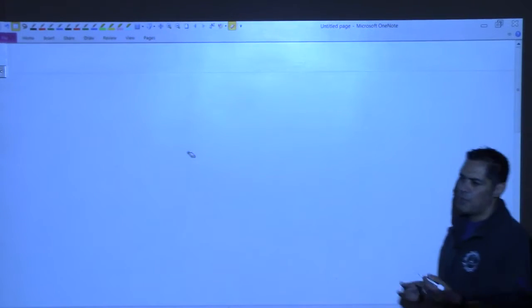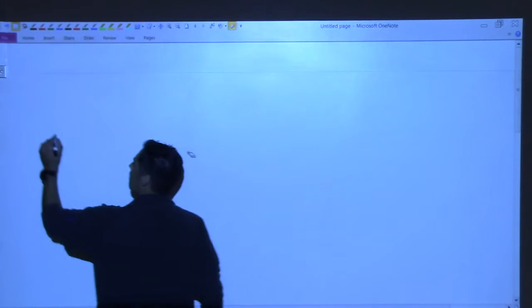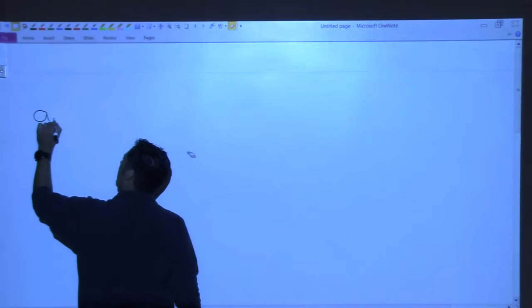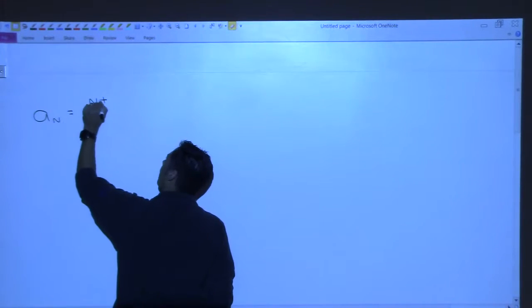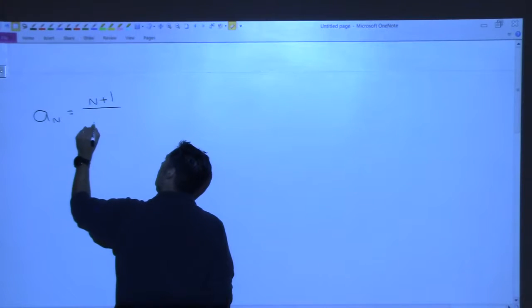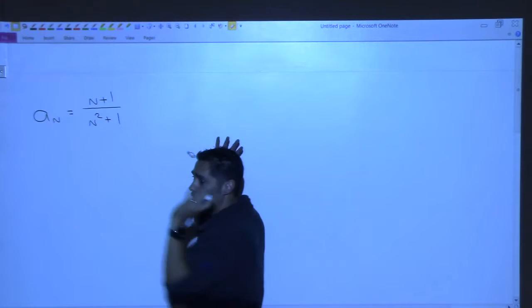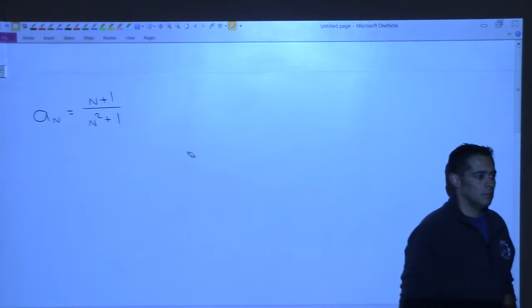Let's look at some sequences visually. Let's make up a sequence on our own. How about this? I'm going to do the sequence n plus 1 over n squared plus 1. I'm just making this up out of nowhere. All right?